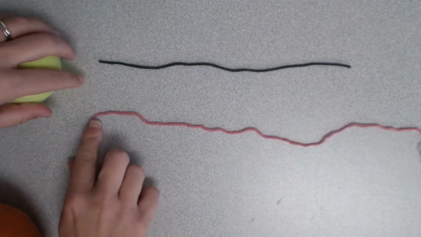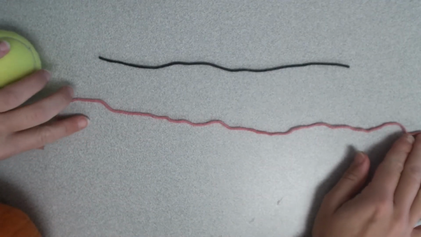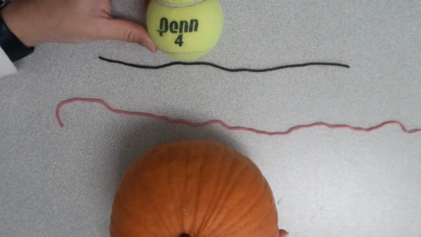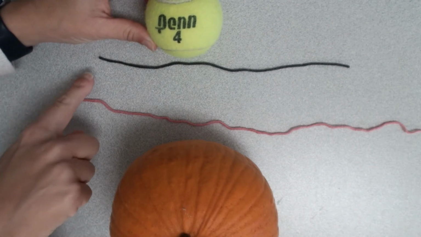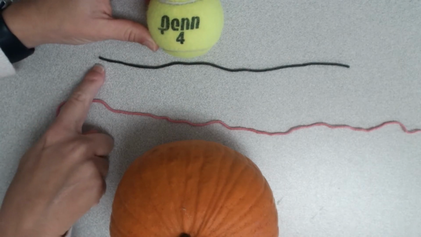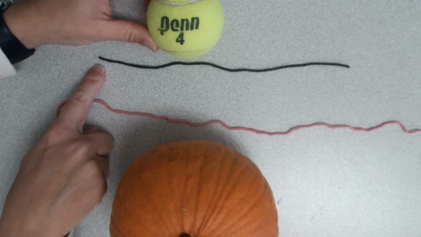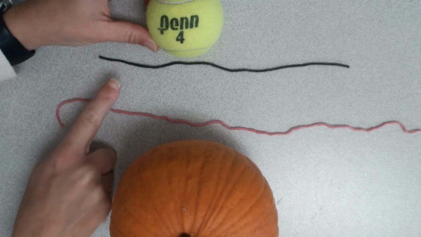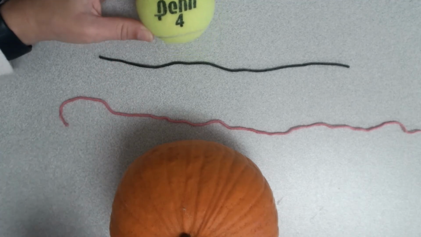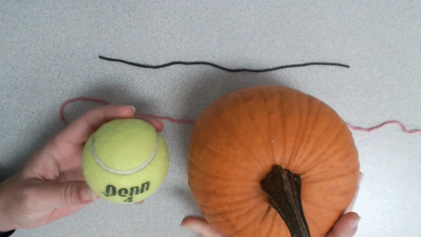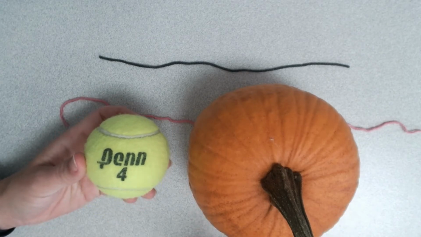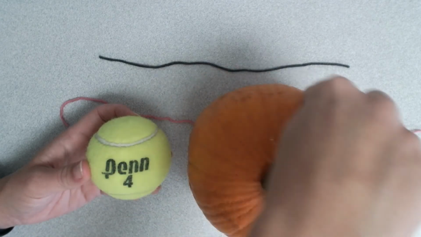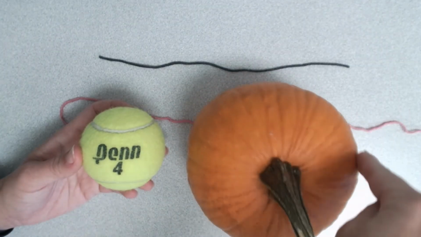Now that I have the size of my pumpkin, I'm going to put it next to my tennis ball, and I'm going to see which one is bigger. Is it the tennis ball or the pumpkin? And I can tell this by looking at the size of my yarn. My tennis ball is smaller than my pumpkin because the gray yarn is smaller than my pink yarn. So when I look at my two items, my tennis ball and my pumpkin, I know my tennis ball is smaller going around and my pumpkin is larger going around.